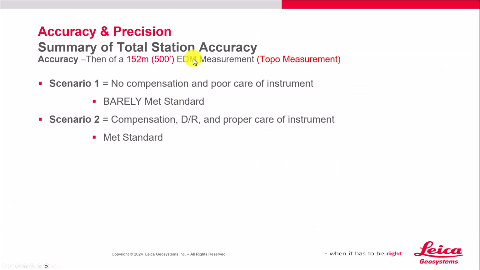Now we can sum up all the total station accuracy, again, of that topo measurement. And we did scenario 1, where it barely met the standard. We did scenario 2, and we definitely met the standard.